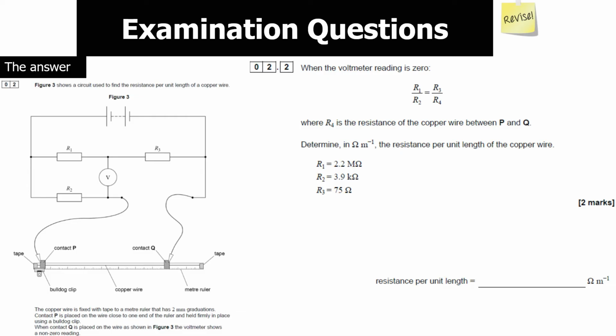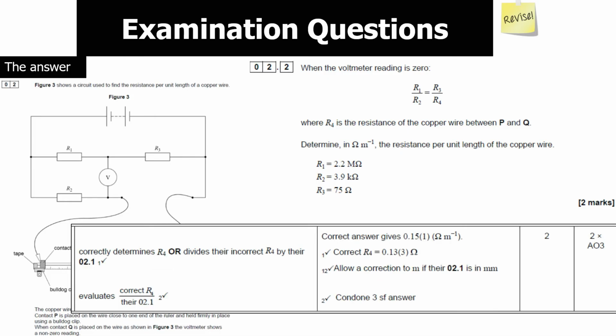Then we make sure we convert the mega ohms into ohms by times-ing by 10 to the 6, and the kilo ohms into ohms by times-ing by 10 to the 3. At that point we work R4 through to get 0.13 ohms, but the question wants the answer in ohms per meter. In the previous question we worked out the distance to be 0.879 meters, so then divide that answer by 0.879 to get our answer to be 0.15 ohms per meter.